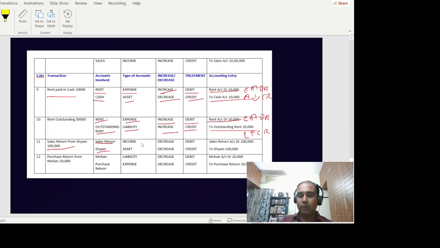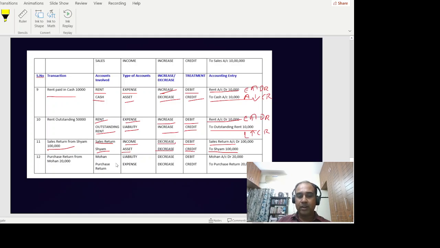So what happens to my income? My income will reduce because the sales has been returned. When income reduces, it means debit. And Sham was an accounts receivable for me. My accounts receivable asset will also decrease. Now he is not going to pay me. So when an asset decreases, what do I have to do? I have to credit it. So sales return account debit to Sham account.